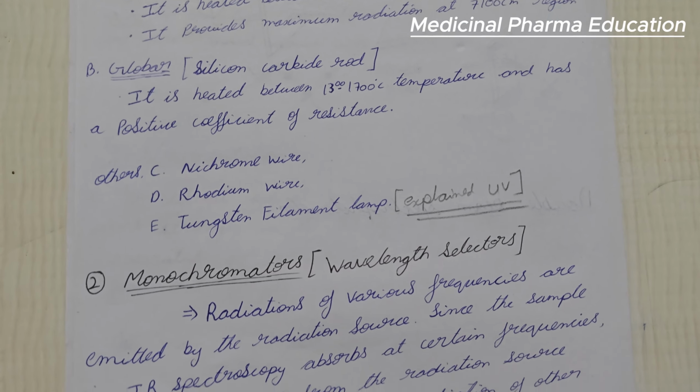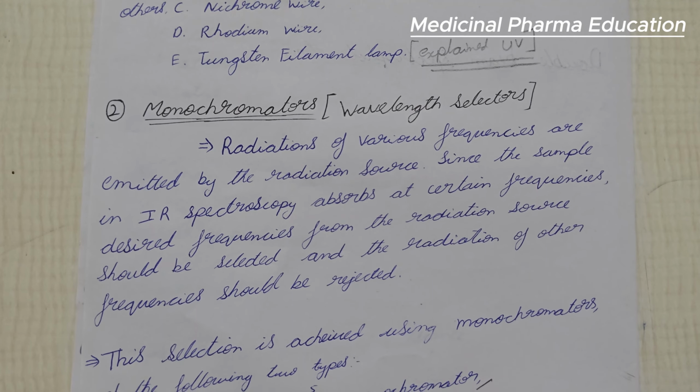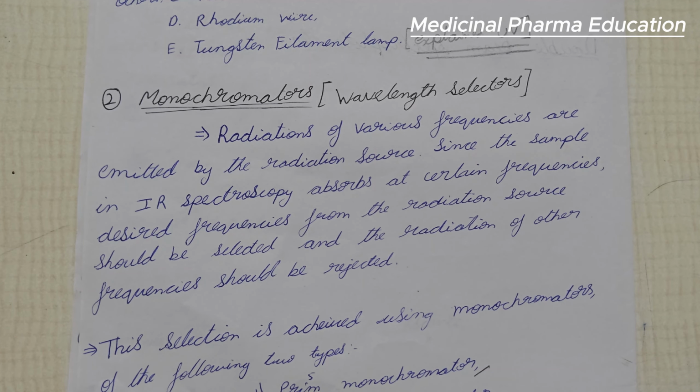Next, we are going with the monochromators or wavelength selectors. We have already discussed this in UV spectroscopy. Every UV spectroscopy topic is very important, as it is related to every next topic.